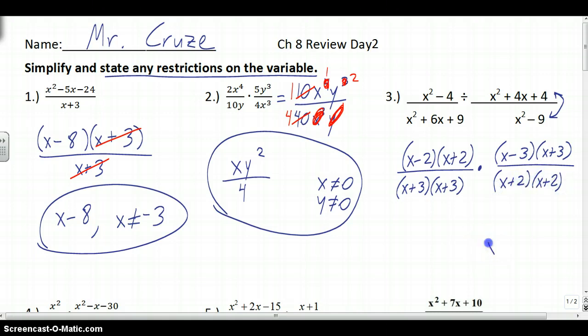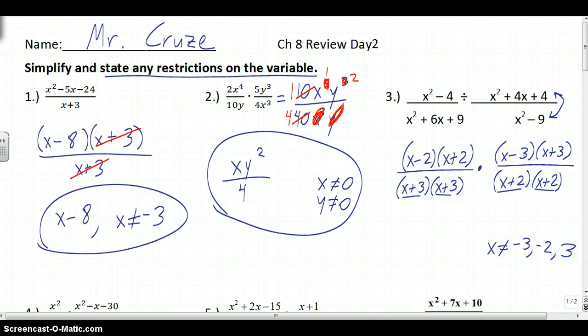Now, you have to figure out what x can't be before we cancel. This one tells me x can't be negative 3. So does that one. This one tells me x can't be negative 2. So does that one. And the only thing is, remember this, which is this now, those were both in the denominator to begin with. So now technically I also have to check these two. And this would tell me x can't equal 3 as well.